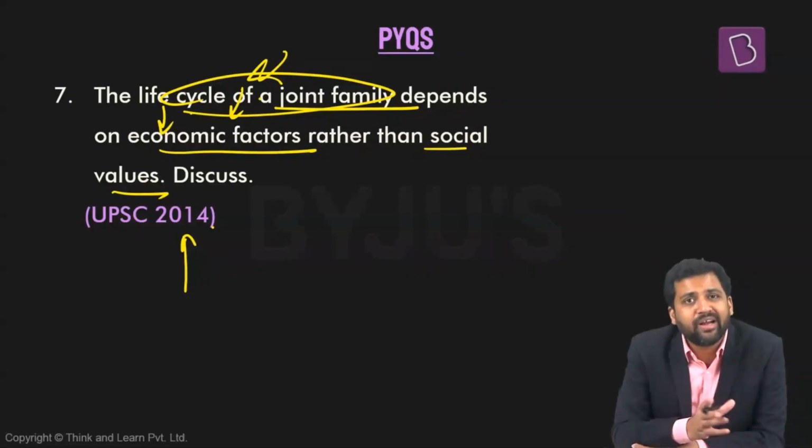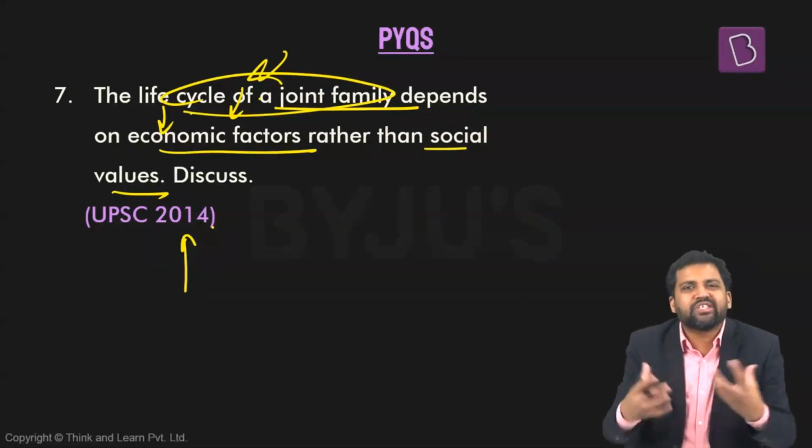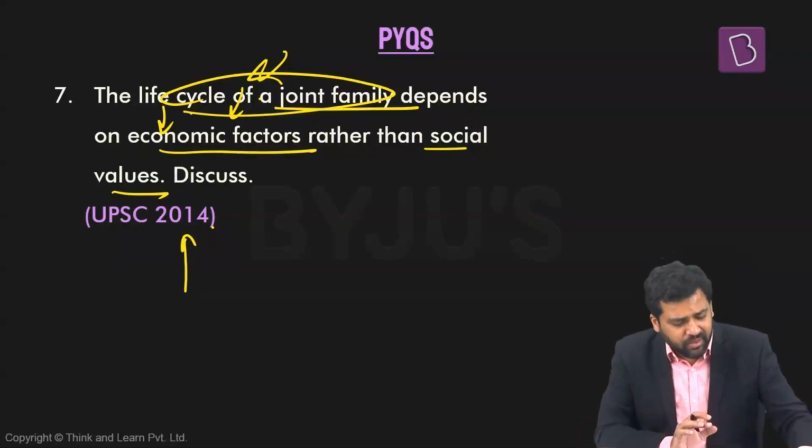Another thing, when the parents become old, they might need some support. So again, they can come and stay with their kids. So that again leads to the formation of a joint family from a nuclear family. So both these dimensions we can talk about at the end, and we'll complete the answer.